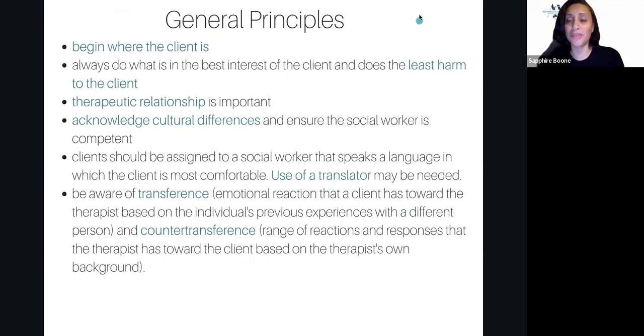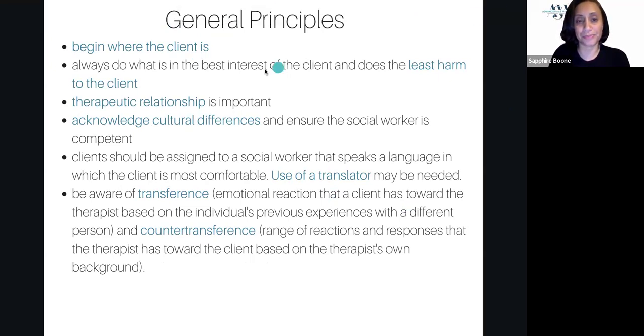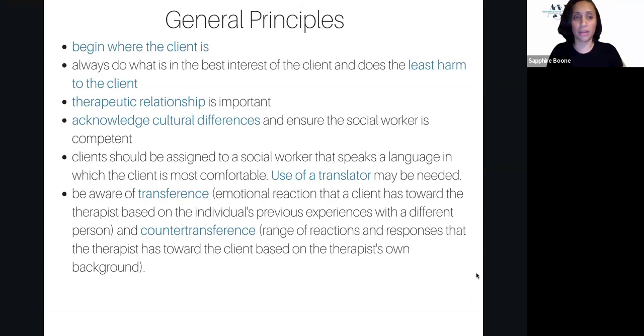Okay, so I just wanted to start with some general principles, and really all of these principles are similar to the Code of Ethics. But we know that as a social worker, we need to start where the client is. So always do what is in the best interest of the client. We talked about that, having the least harm to the client. And that's going to be part of our ethical principles and ethical standards.